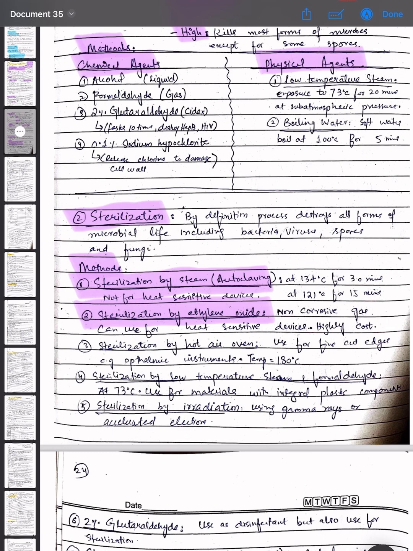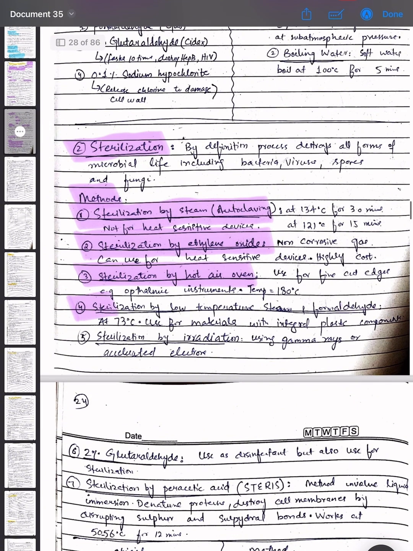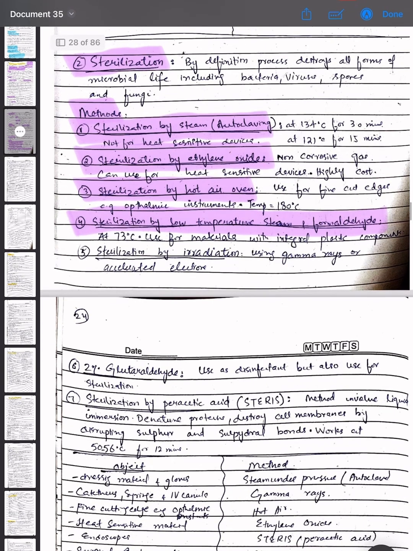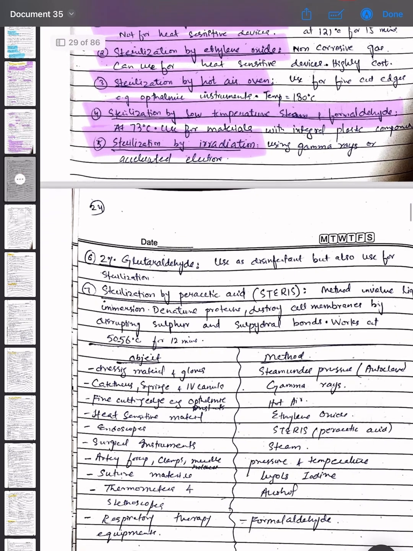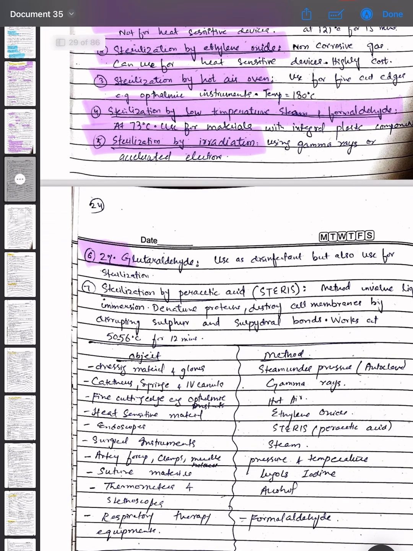Sterilization by hot air or oven, used for fine cutting edges, for example, ophthalmic instruments, and the temperature is 180 degrees C. Sterilization by low-temperature steam and formaldehyde at 73 degrees C, used for materials with integral plastic components. Sterilization by irradiation, using gamma rays or accelerated electrons. 2% glutaraldehyde is used as a disinfectant but also used for sterilization.